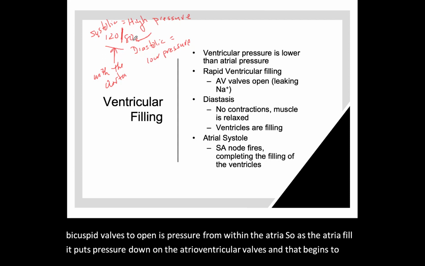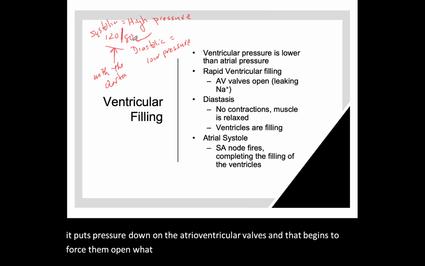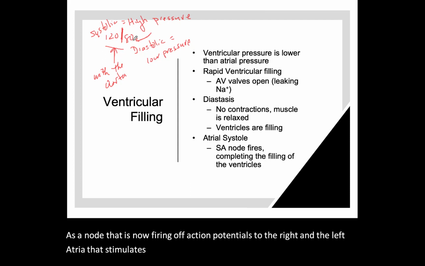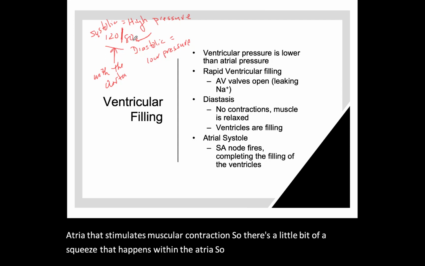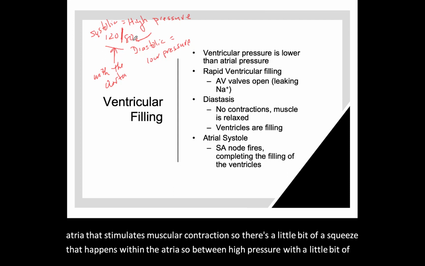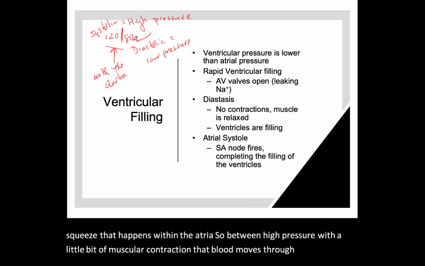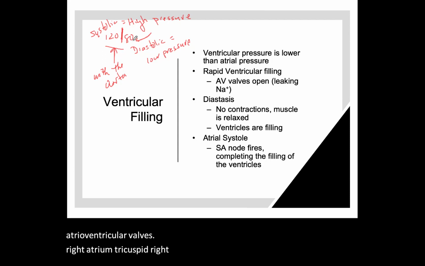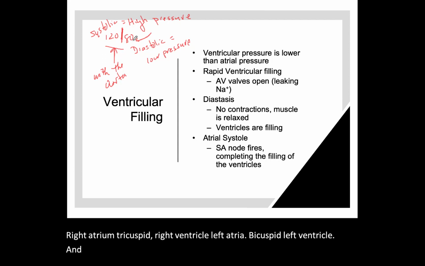What finalizes this process is the SA node, which is now firing action potentials to the right and left atria that stimulate muscular contraction. So there's a little bit of a squeeze that happens within the atria. Between high pressure and a little bit of muscular contraction, blood moves through the atrioventricular valves: right atrium, tricuspid, right ventricle; left atrium, bicuspid, left ventricle. And the ventricles begin to fill.